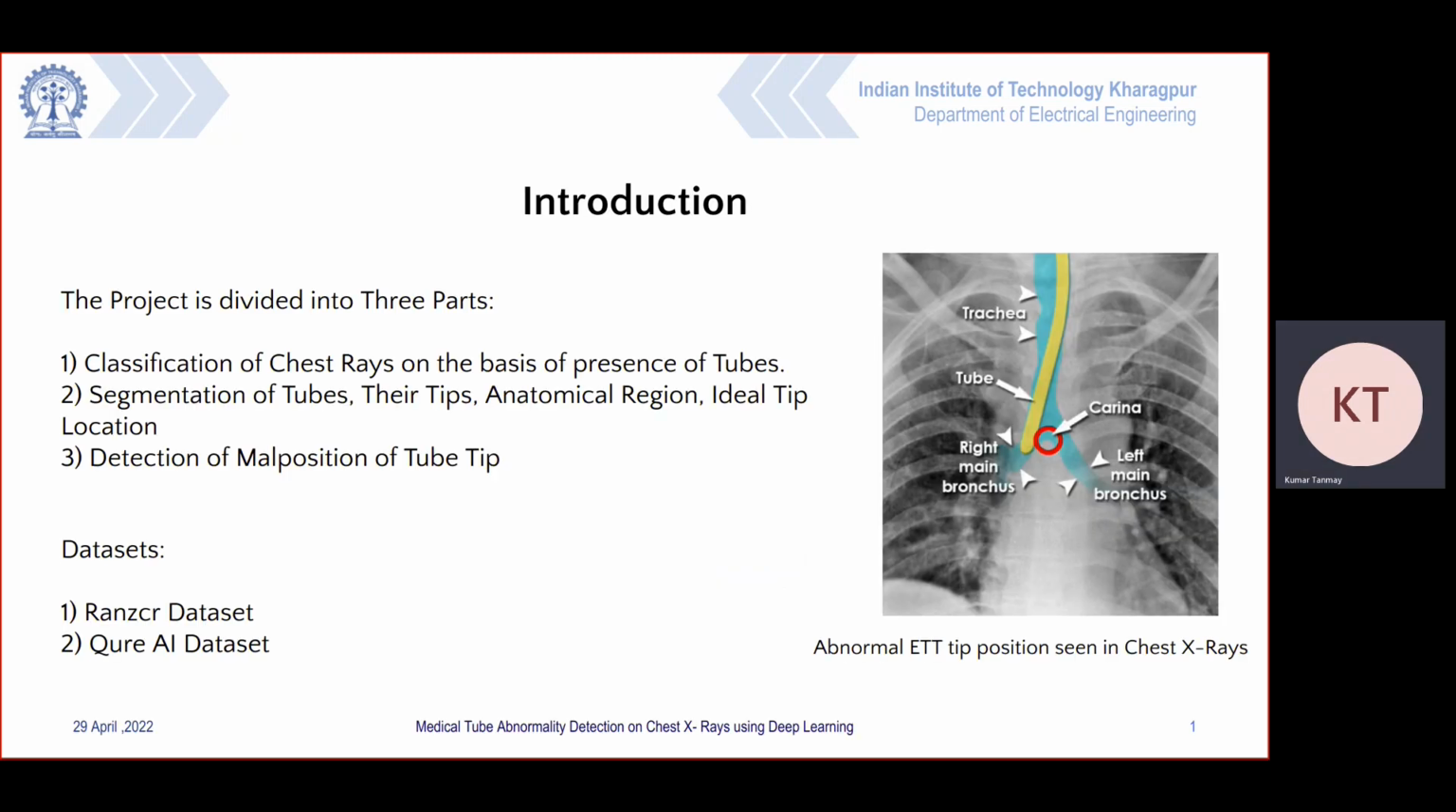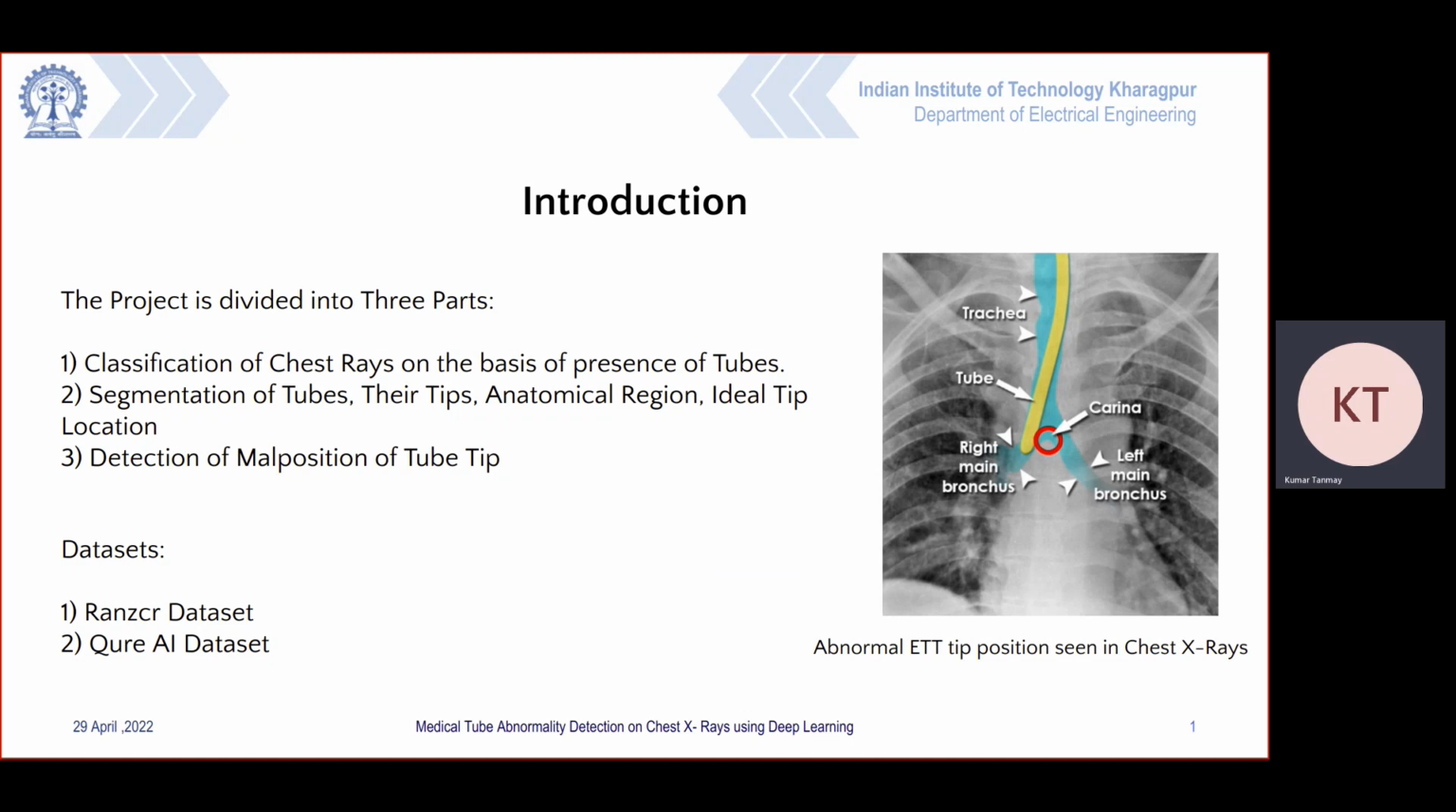Medical tubes are life-saving equipment which are inserted into the human body for various purposes like breathing, passing food and medication to the required regions, and heart monitoring. Severe complications can occur due to any malpositioned tube, and sometimes even death. In the chest X-ray shown here, we can see that the endotracheal tube has been wrongly placed near the tracheal junction, which can cause damage to the lungs.